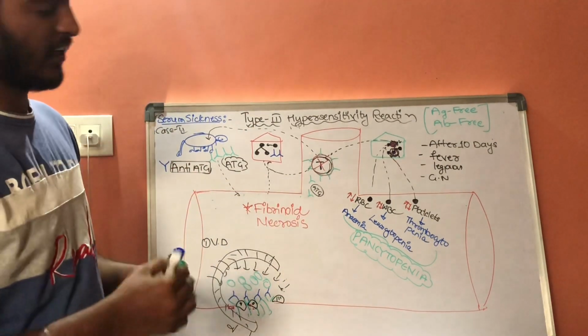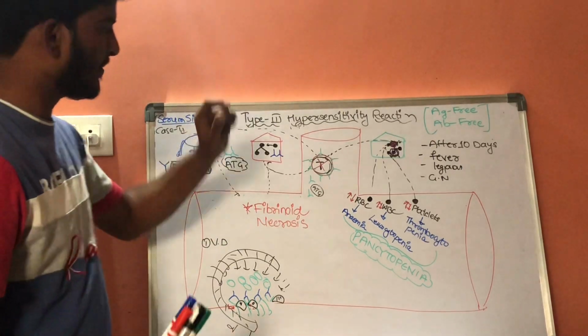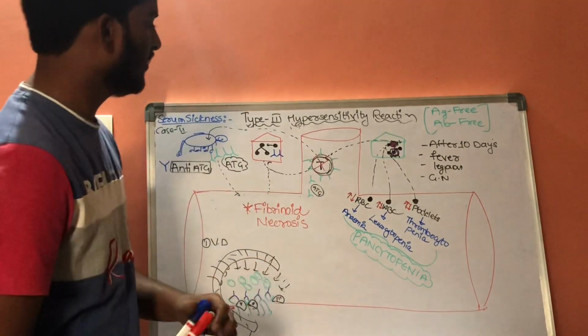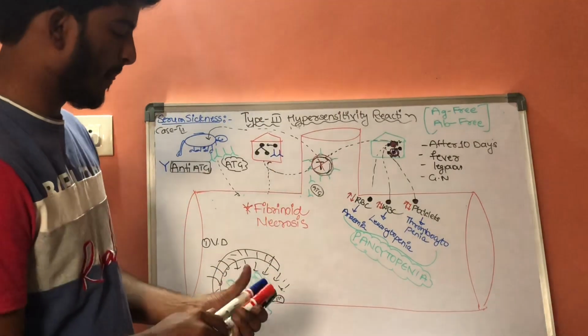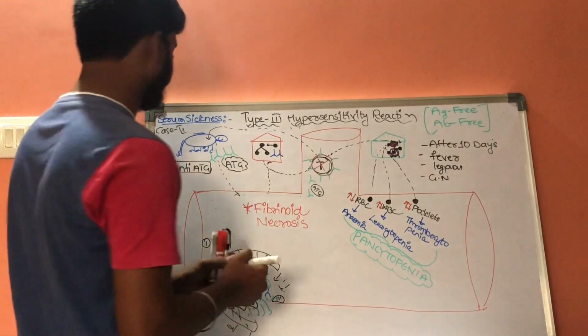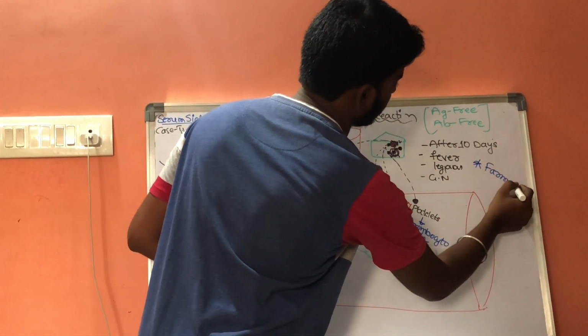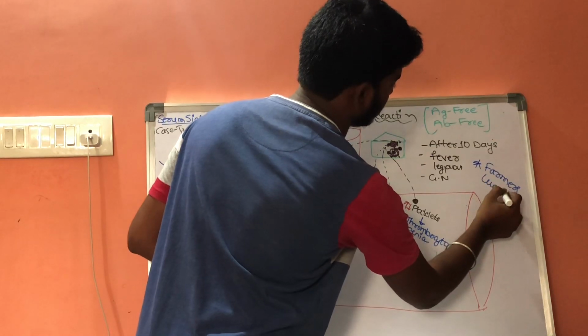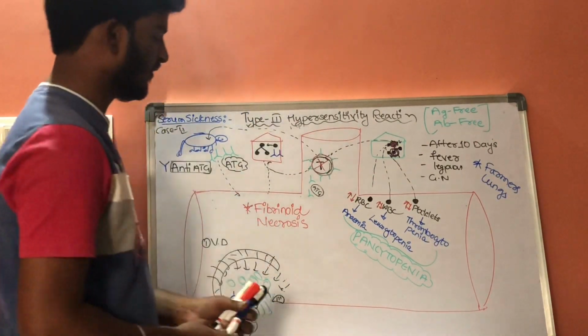This condition is called fibrinoid necrosis. This is about serum sickness. And in type 3 hypersensitivity reaction, another type is called Arthus reactions. Arthus reactions are also called Farmer's lung.